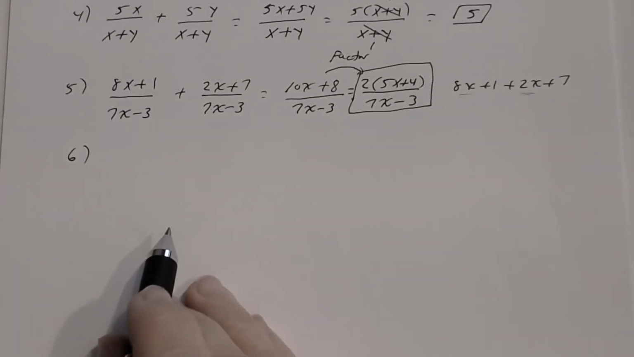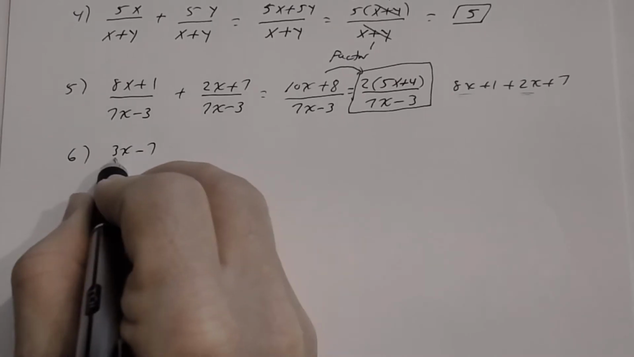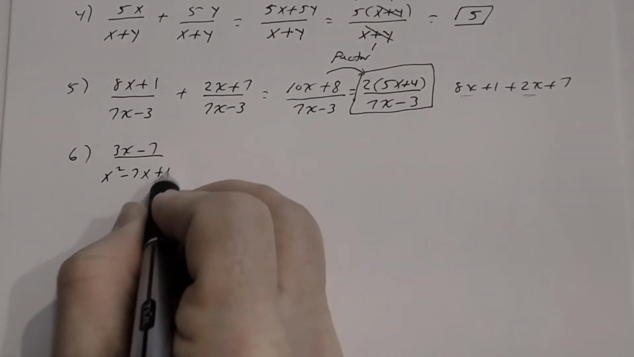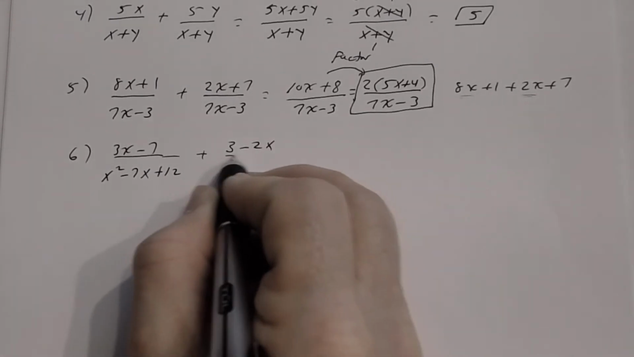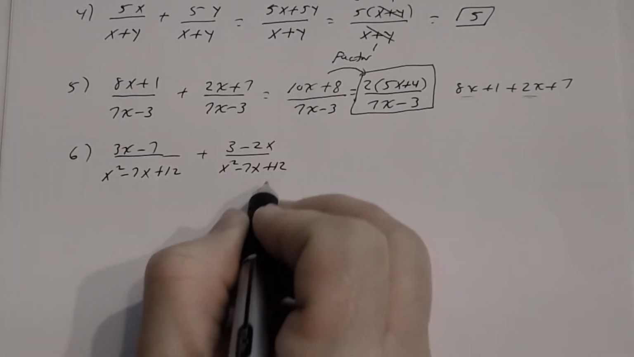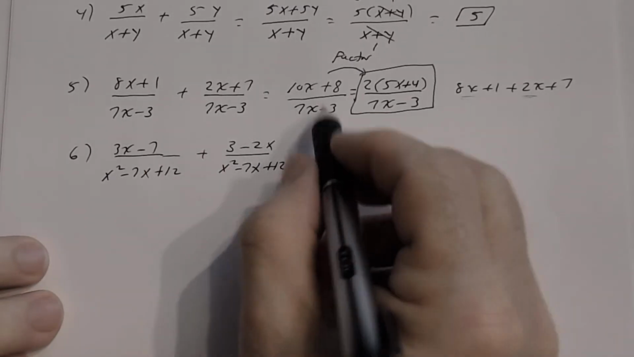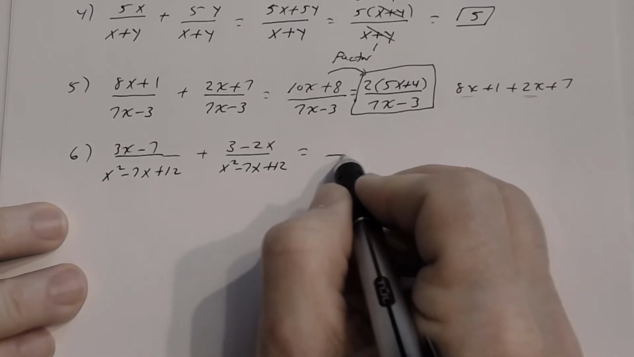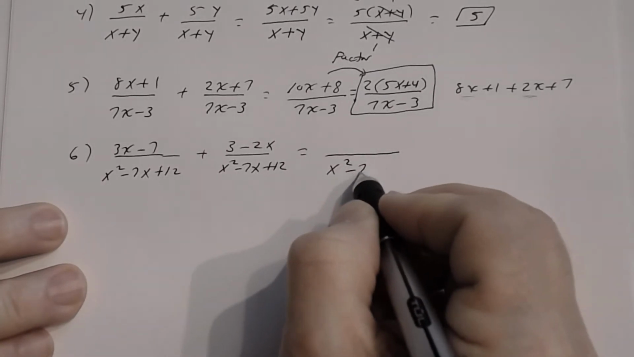Okay, number 6. Number 6, let's suppose we had 3x minus 7 divided by x squared minus 7x plus 12 plus 3 minus 2x divided by x squared minus 7x plus 12. All right, now notice that the denominators are the same. So I'm going to write the first step. Once the denominators are the same, the first step is to write this as one rational expression with that denominator.